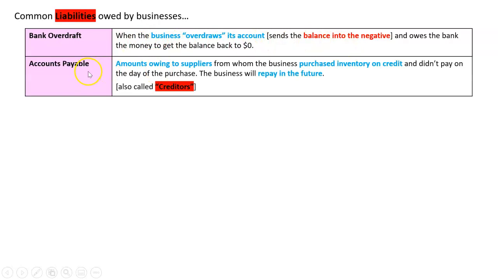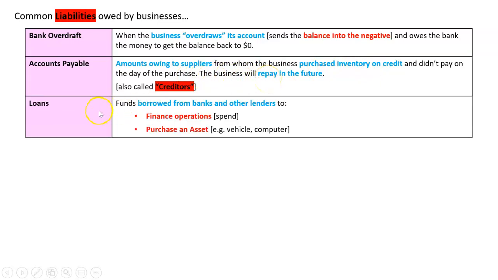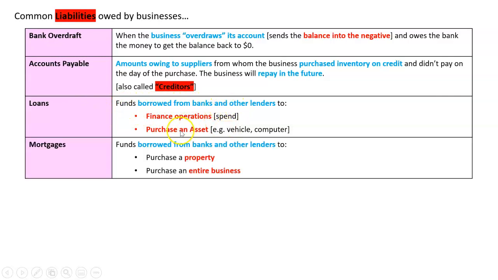Two, accounts payable. You might also see the word creditors, but that is an amount owing to a supplier because the business bought inventory on credit and we didn't pay at the time we made the purchase. We will repay in the future. We've got loans, funds borrowed from the banks and other lenders to finance operations, which we use to spend money, or maybe you use the money directly to buy an asset. But don't worry about this bit, just worry about what's a loan? That's funds you borrow from the bank or another lender.